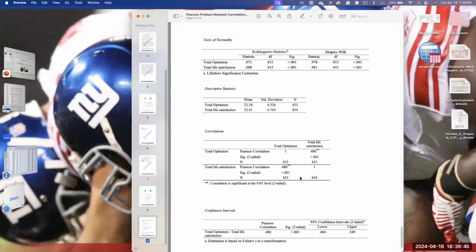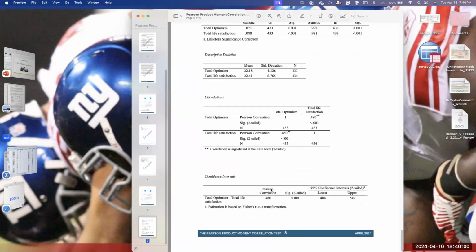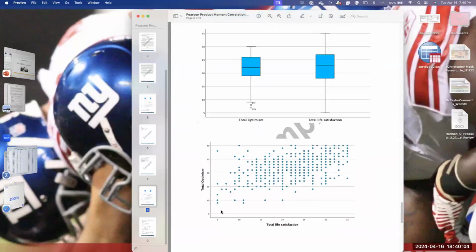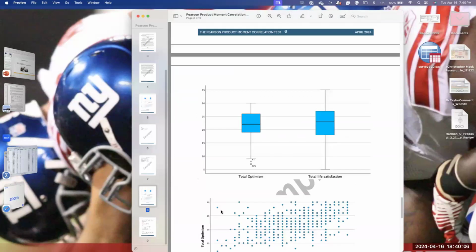But you can see this says 434, this one says 433. And probably that's just a matter of missing data and how SPSS handled one of the missing pieces of data. And that wouldn't be too much to worry about. You'd have to look into the data set to see exactly what's going on. And that depends on how you handle missing data. So that's a little bit beyond our scope here.